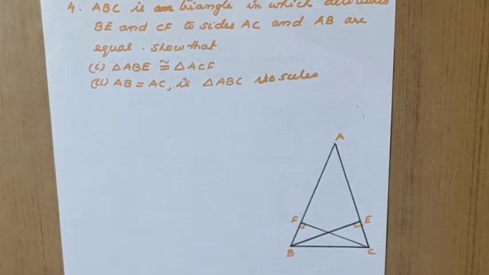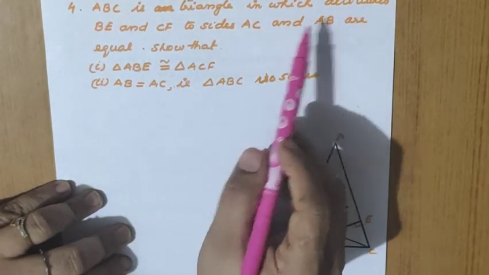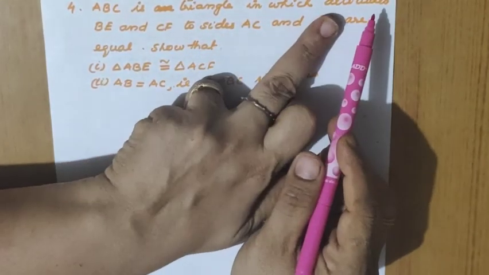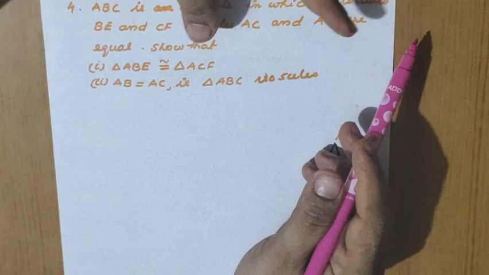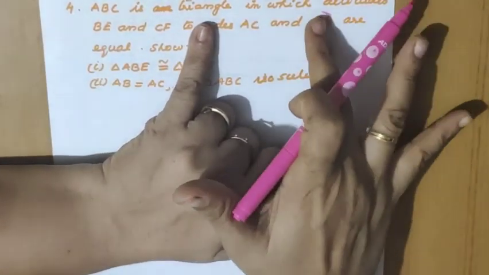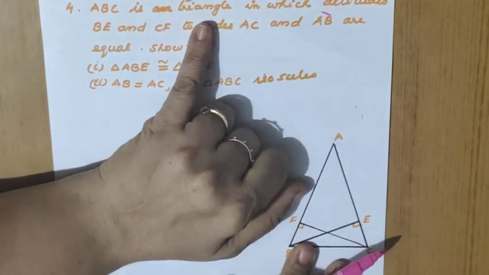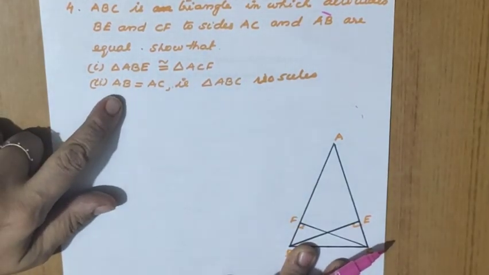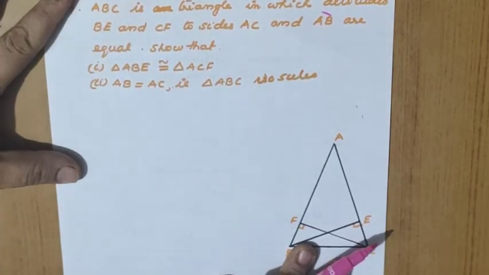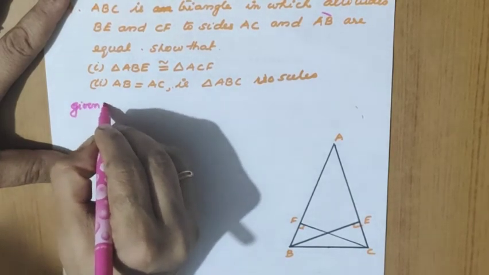Here there is a confusion among the children every year. ABC is a triangle in which altitudes are equal. Now read this question. These three terms you avoid: altitudes BE and CF are equal. Don't confuse the statement. If you avoid these three words, altitudes are equal, and clearly it is asked that AB equal to AC is what we have to prove. So don't confuse and take that AB equal to AC is already there, right? We have to prove that it is an isosceles triangle. Don't confuse the idea. So what is given in the question this time?